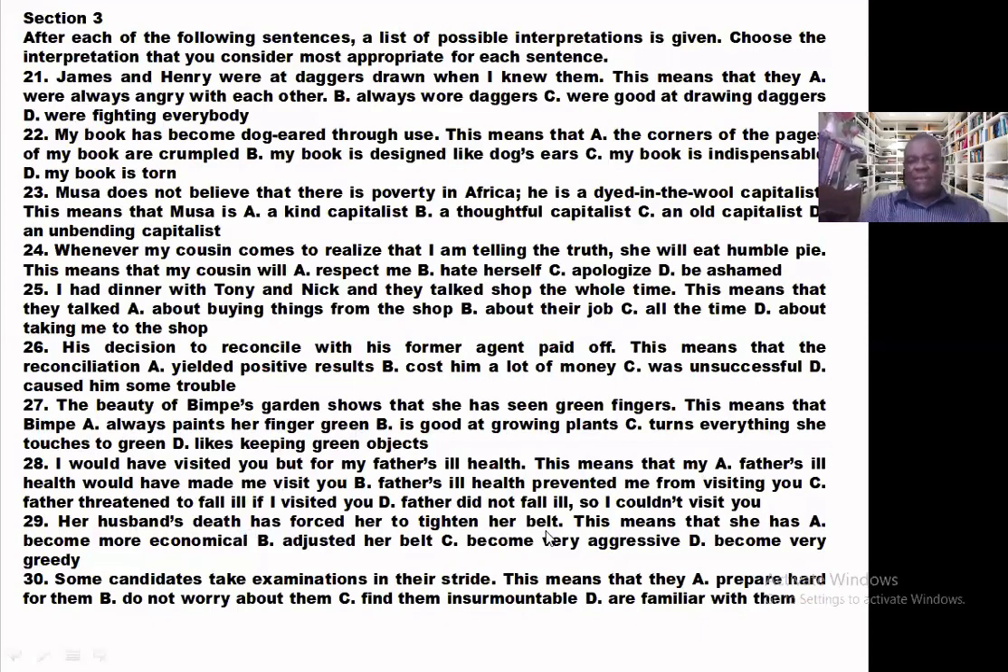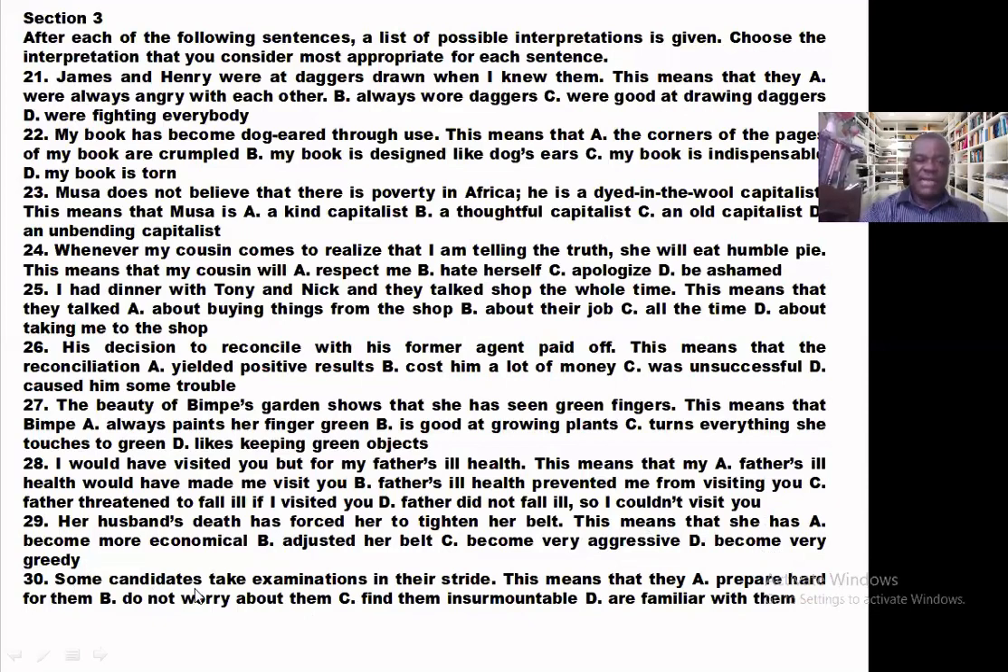Number 29, her father's death has forced her to tighten her belt. That's another idiomatic expression. When you tighten your belt, you are trying to economize, you are trying to reduce your expenses because you know that times are hard, right? This means that she has become more economical. That's quite correct. Adjusted her belt, no. Become very aggressive, no. Become very greedy, no.